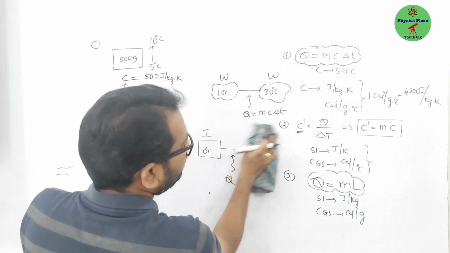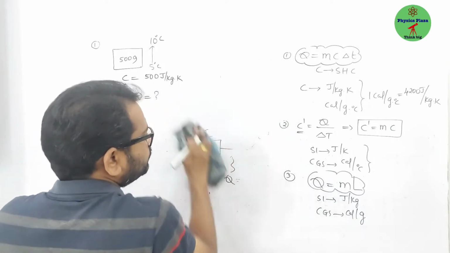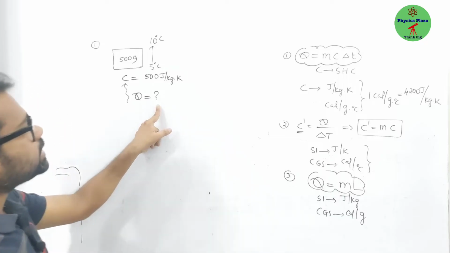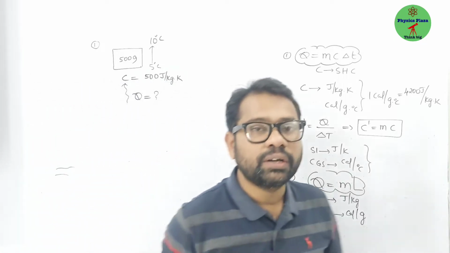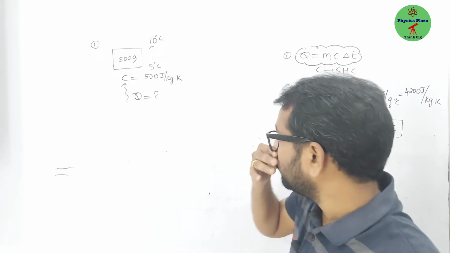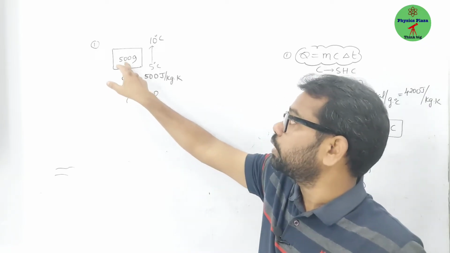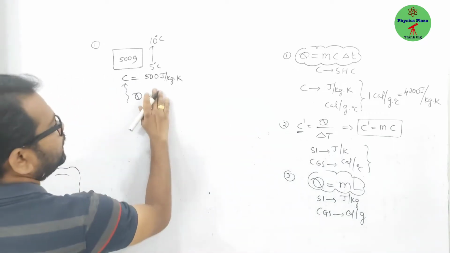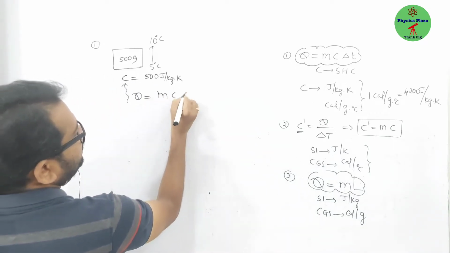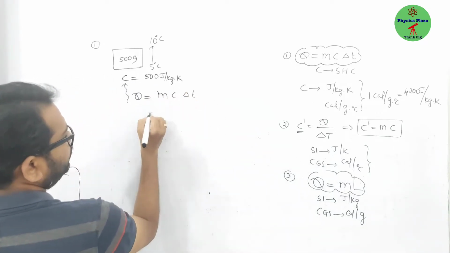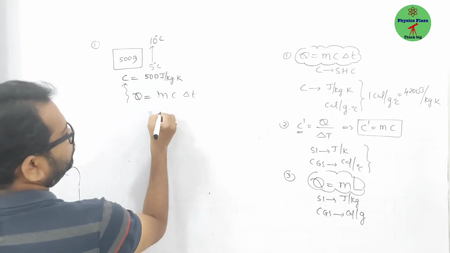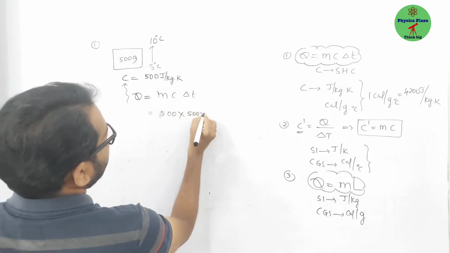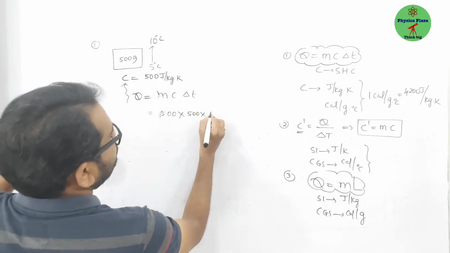This is a point where many students struggle to use the formulas. Okay, fine. Now here, which formula should I use? They are asking us to calculate the amount of heat required to change the temperature of 500 grams of a body from 5 degrees Celsius to 10 degrees Celsius. Which formula? Q is equal to mc delta T. Now m is equal to 500, c is equal to 500, change in temperature 10 minus 5 is 5 only.